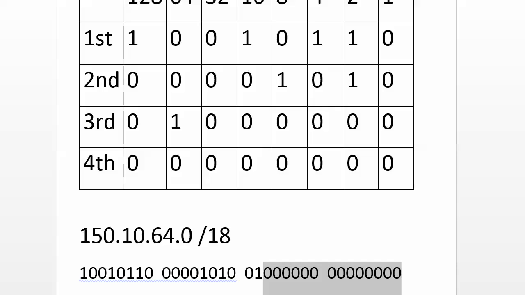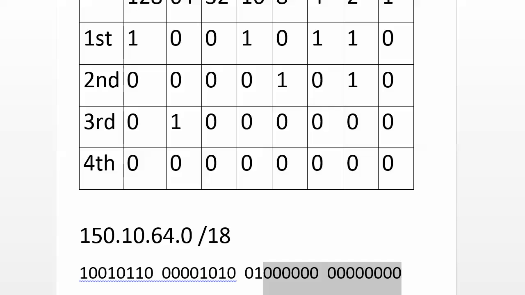That's our subnet mask. So the question is, first off, what would this address be if this was all zeros? Well, we know the subnet address is 150.10.64.0. Got that, with a /18, of course. What would this address be if all of the host bits were changed to ones?